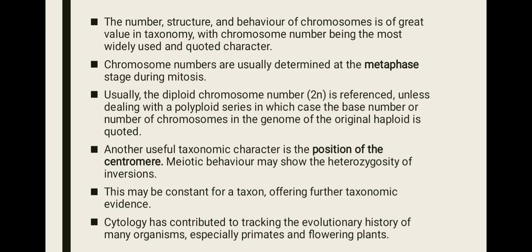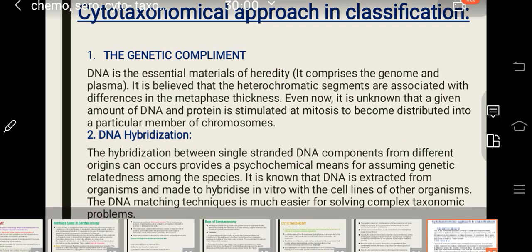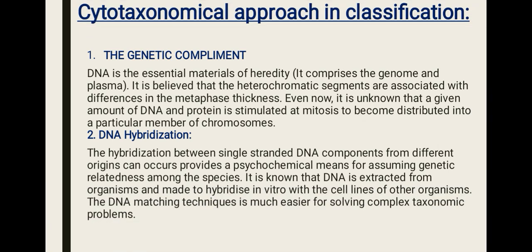Another useful taxonomic character is the position of the centromere. Meiotic behavior may show the heterozygosity of inversions. This may be constant for a taxon, offering further taxonomic evidence. Cytology has contributed to tracking the evolutionary history of many organisms, especially primates and flowering plants. Then the cytotaxonomic approach in classification.